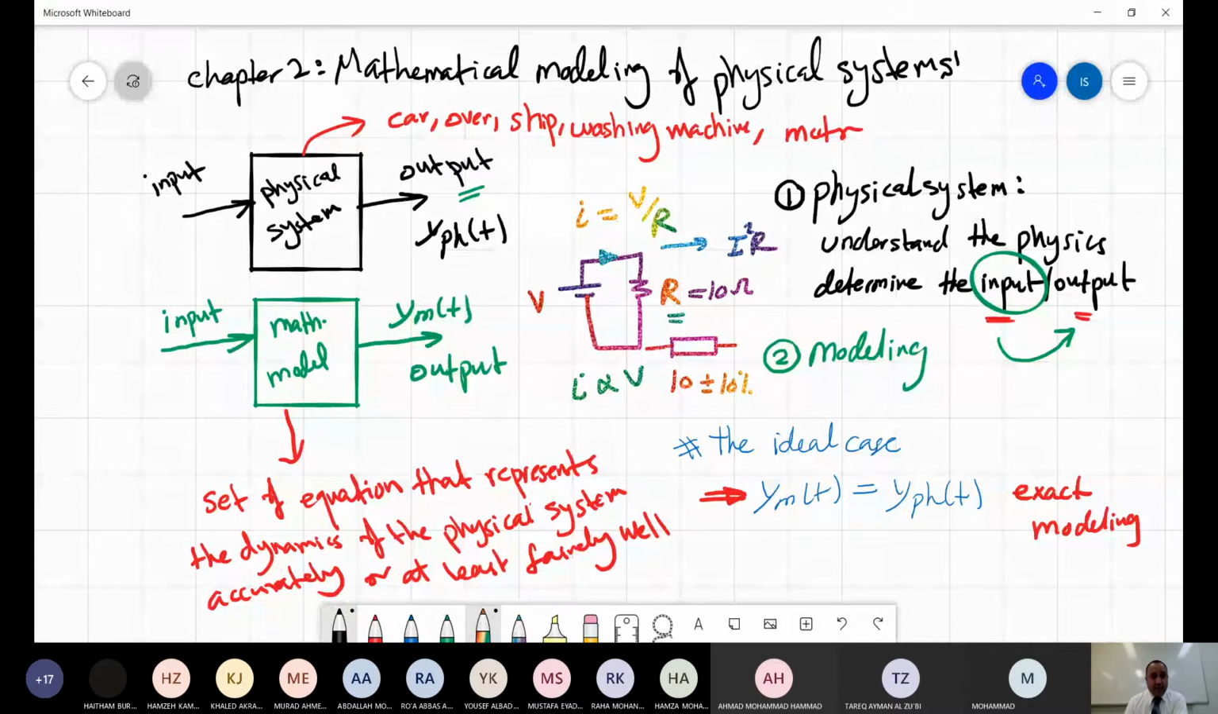Another thing also, if I need to capture the physics 100%, I need, let's say, a huge set of mathematical models. Maybe I need 1 trillion mathematical equations in order to capture the physics, and I could not. So in the end of the day, this one is impossible.